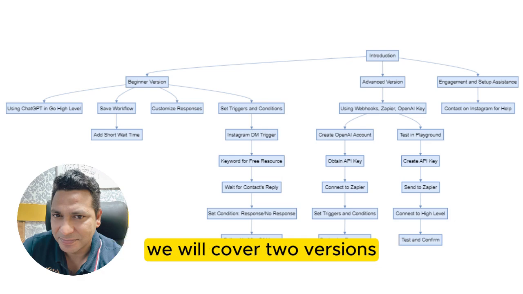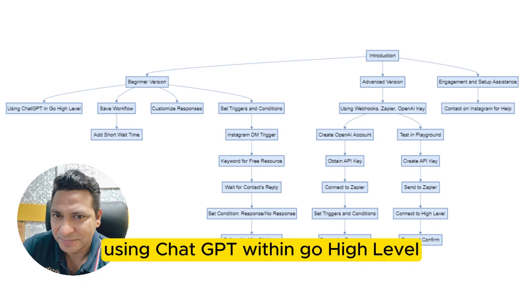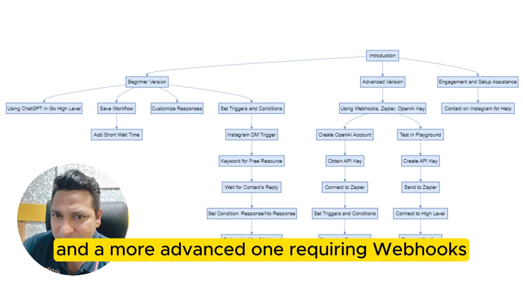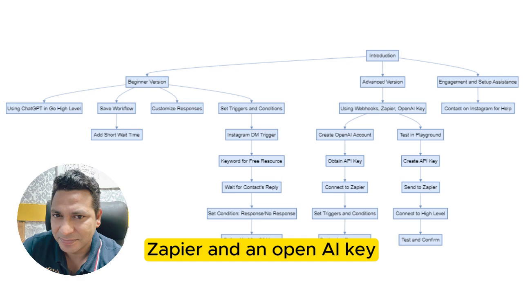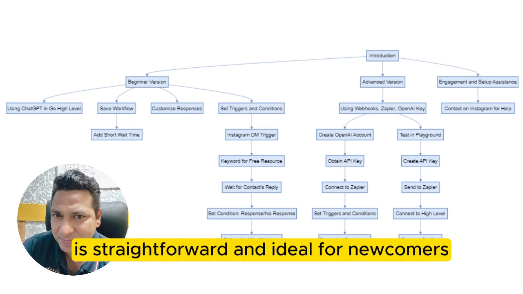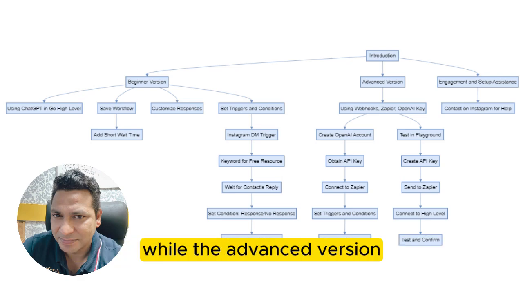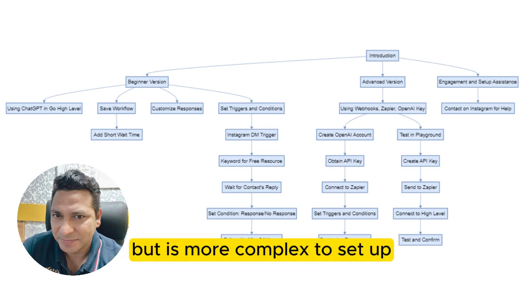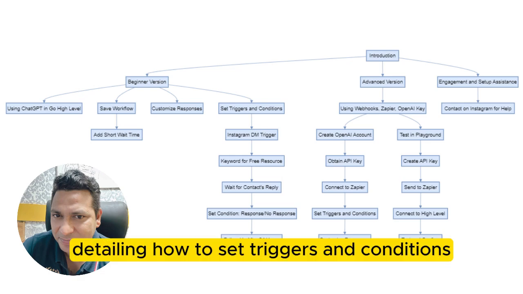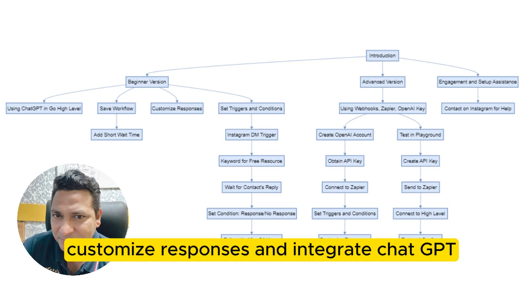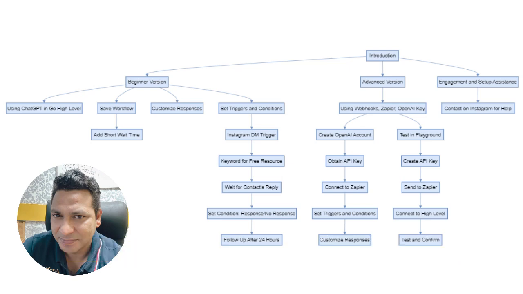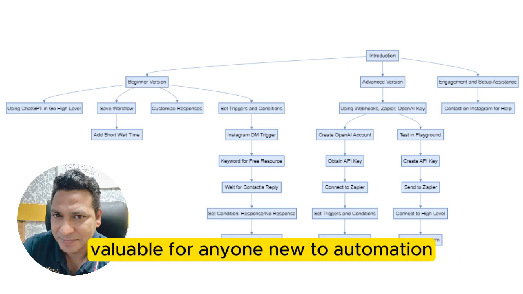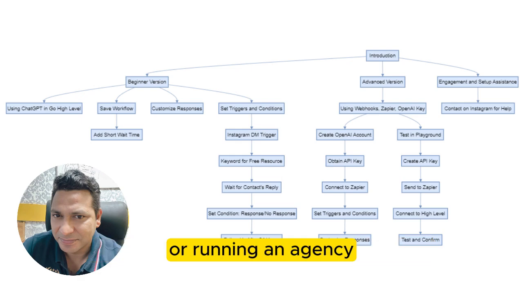We will cover two versions: a beginner-friendly one using ChatGPT within Go High Level, and a more advanced one requiring webhooks, Zapier, and an OpenAI key. The beginner version is straightforward and ideal for newcomers, while the advanced version offers more in-depth functionality but is more complex to set up. I'll walk you through the workflow and automation process, detailing how to set triggers and conditions, customize responses, and integrate ChatGPT. This video will be highly valuable for anyone new to automation or running an agency.